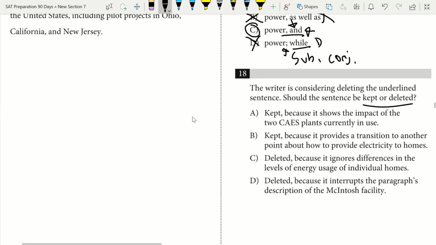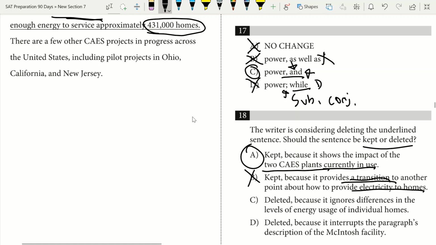All right, so what is it doing? It's not transitioning to another point about how to provide electricity to homes. Okay, it's not transitioning. I get rid of B. I want to keep it because it shows the impact of the two CAES plants that are currently in use. So 18 there is going to be A, right? It's showing that impact that it can power 431,000 homes, right? We don't want to delete it because it's showing that impact. So we can get rid of C, get rid of D.